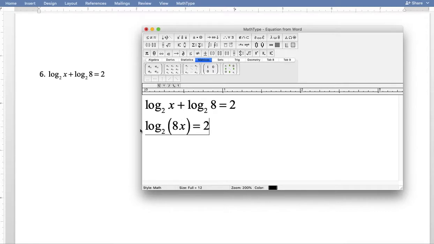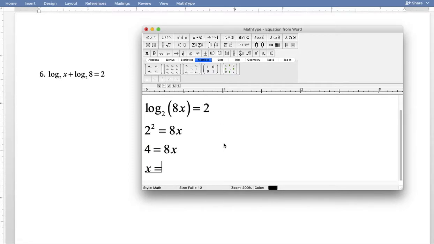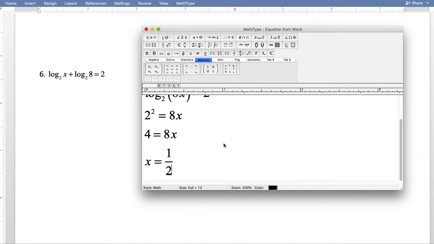Now, since we have a single log expression equals a numerical value, we can switch from log form to exponential form. This is our base, this is our exponent, this is the answer. So in exponential form, this is going to give us 2 squared equals 8x. That's 4 equals 8x. And we can divide to give us x equals 1/2.